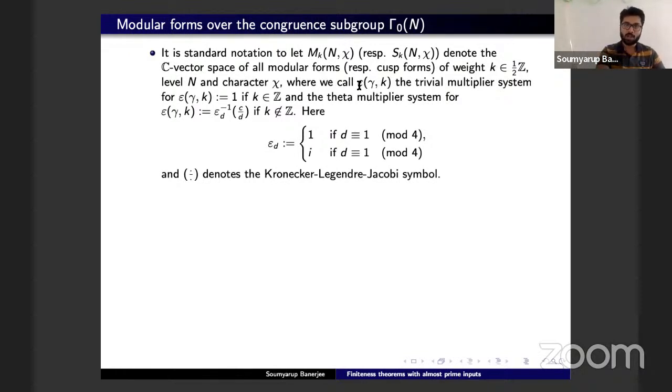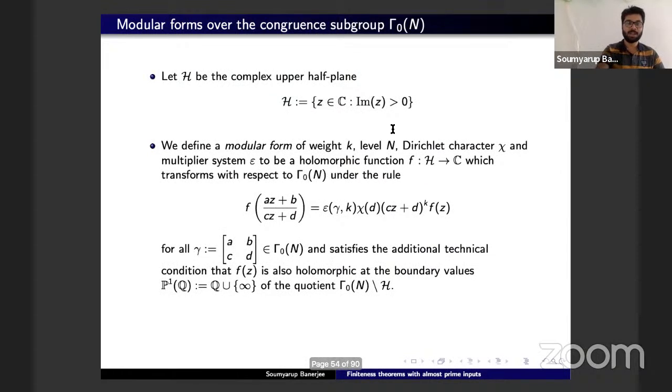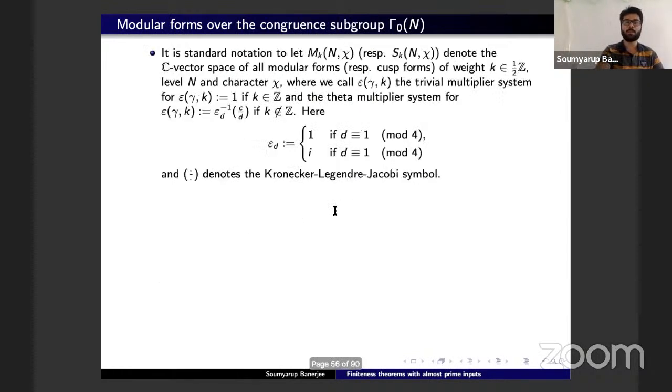We call epsilon(gamma, k) the multiplier system. This epsilon(gamma, k) is known as the trivial multiplier system if, for k belonging to Z, epsilon(gamma, k) is equal to 1. And the theta multiplier system is given by this if k does not belong to Z, that means k is a half integer. So for k a half integer, epsilon(gamma, k) will be this, where epsilon_d is 1 when d is congruent to 1 mod 4 and i when d is congruent to 3 mod 4. Sorry, I'm extremely sorry, this will be 3 mod 4. And this is the Kronecker-Legendre-Jacobi symbol.